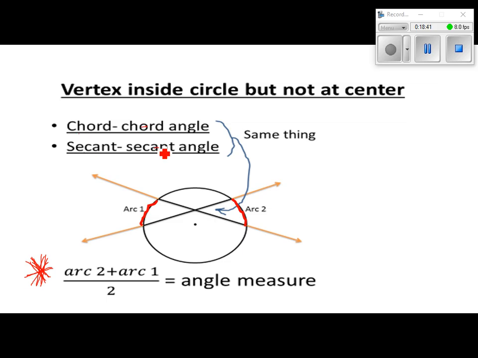If it looks like this, notice this time you have two arcs cut off. These two angles are vertical angles, so they have to be congruent to each other. But these two arcs don't necessarily have to be congruent to each other. So what you've got to do on this one is take the two arcs, add them together, and divide that answer by 2, and that's going to give you the angle measure.